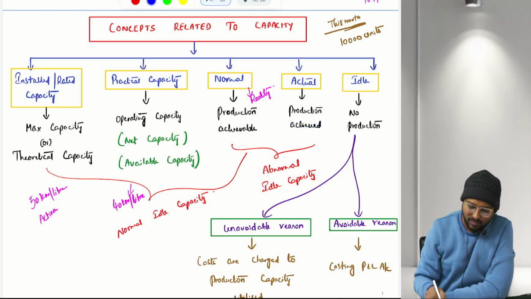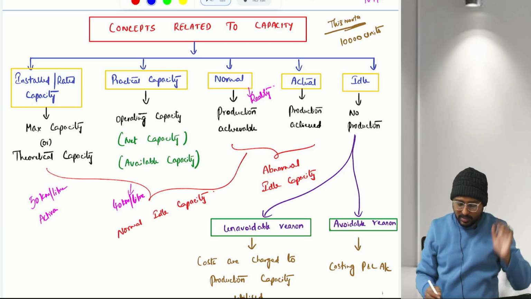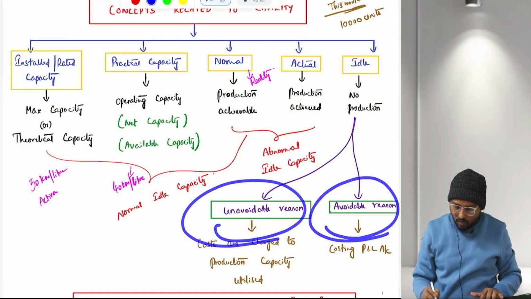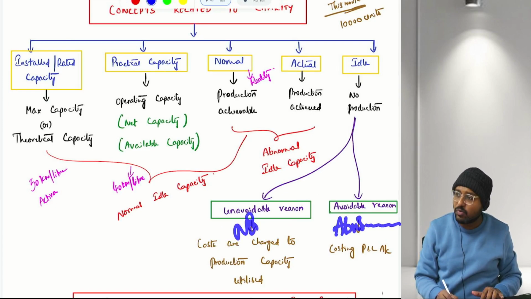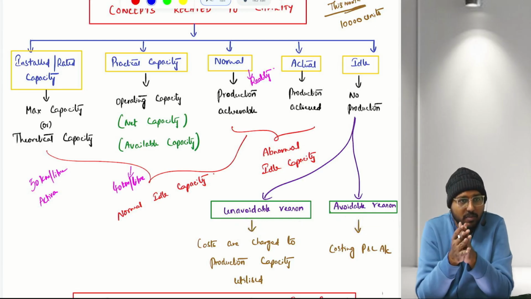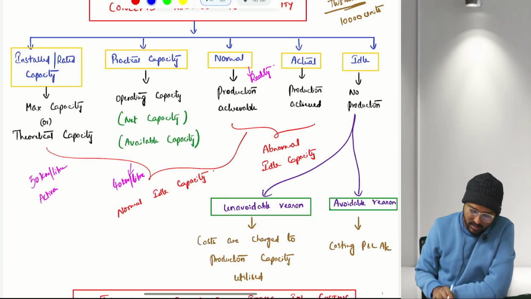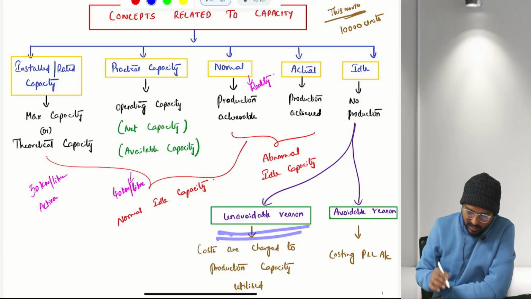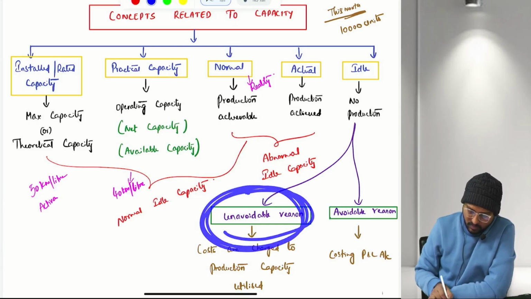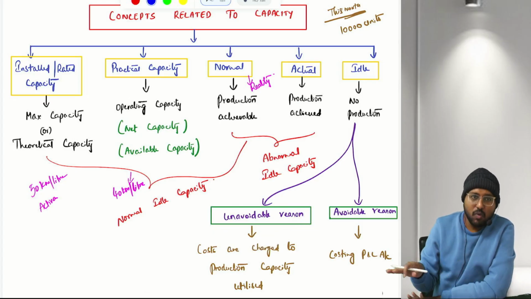Then we anyway have something called ideal capacity. Now in ideal capacity we have two things. One is unavoidable, the other one is avoidable. You got it? Avoidable means abnormal. Unavoidable means what? Normal. Correct? Now tell me, unavoidable means what? Is it normal or abnormal? Unavoidable means it is normal, which means you can never avoid it. It is expected to happen, right?